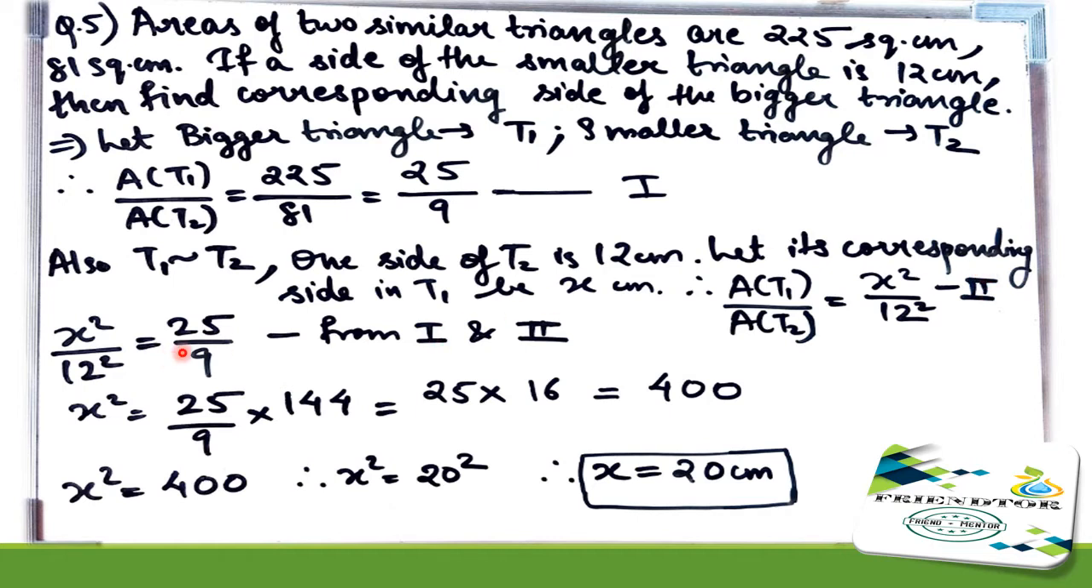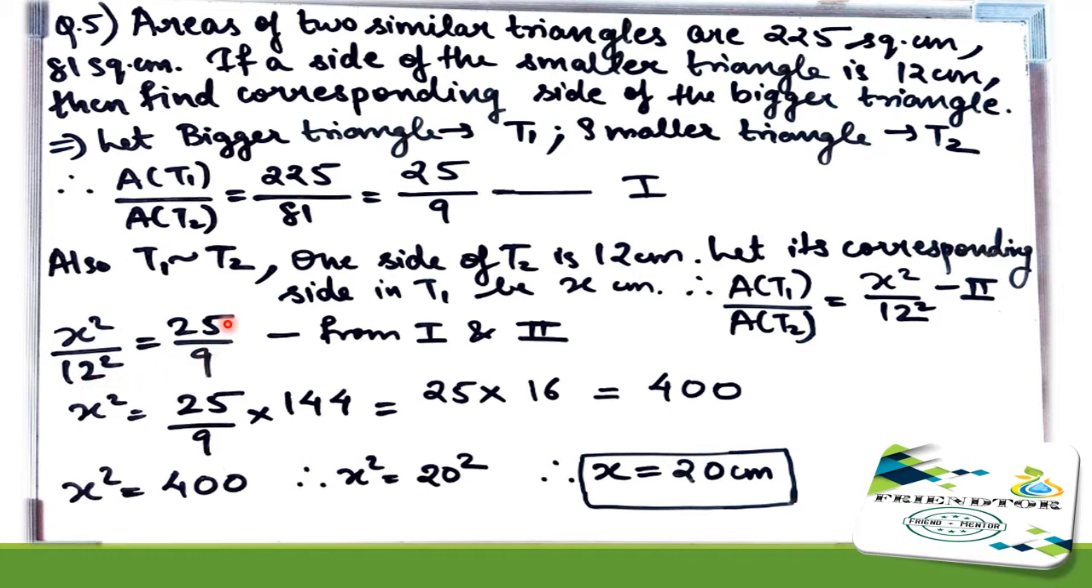Okay, now from 1 and 2 what do we know? The LHS is the same, so the RHS also will match. That means x square upon 12 square is the same as, from 1, 25 upon 9. Okay, so this is from 1 and 2. Since in both the equations LHS is area of T1 upon area of T2, the RHS values also should match. That is x square upon 12 square is the same as 25 upon 9.